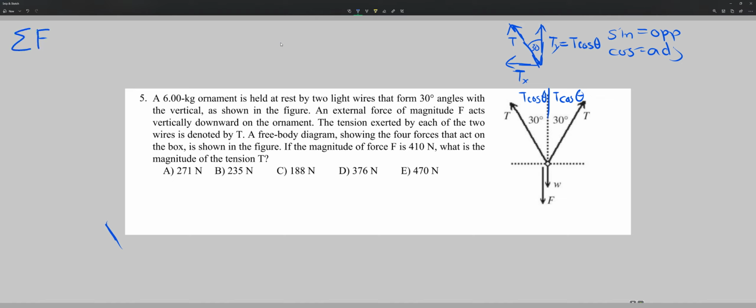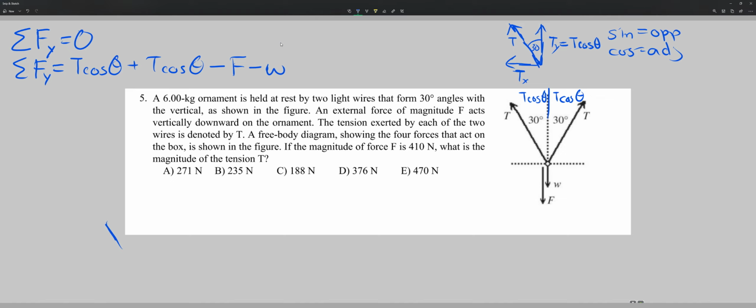So this problem reads that this object is at rest, which means that my total net force acting in the y direction is 0. And now we're going to list all our forces acting in the y direction. Vertically I have T cosine theta, that's the first one. Another T cosine theta, which is the second one. And we also have a downward force of 410 newtons. And we also have the weight, the individual weight of the ornament itself, of the object itself.